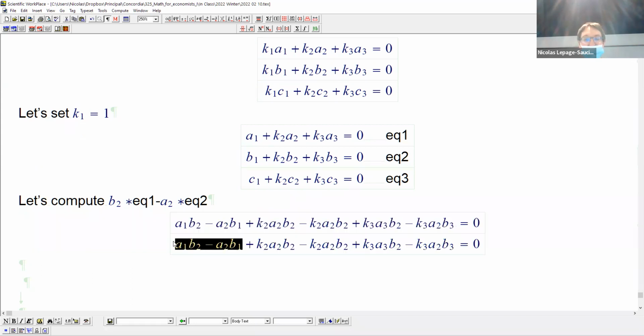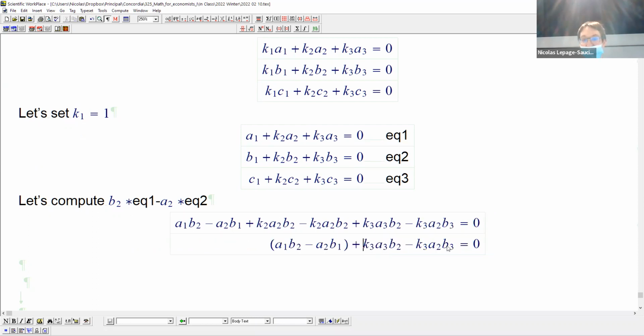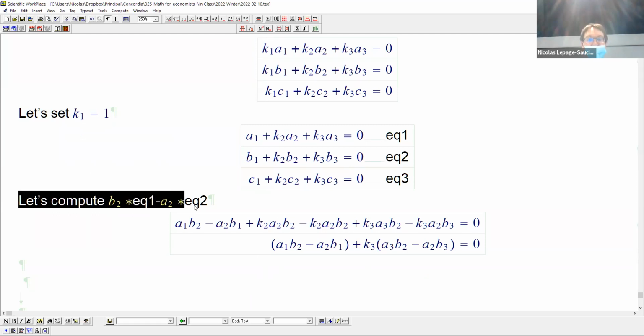And let's just put that in parentheses. That's operator. This goes away. And here I have a term with just K3. Right. So I got rid of K2 this way. And let's do the same with equation 3, or let's use, I don't know, equation 2 and equation 3. So let's compute.